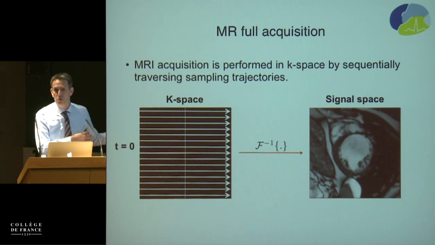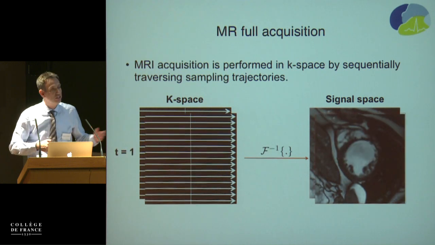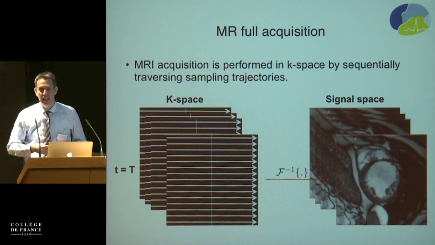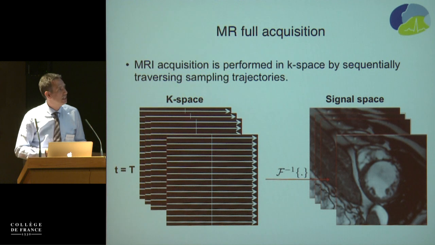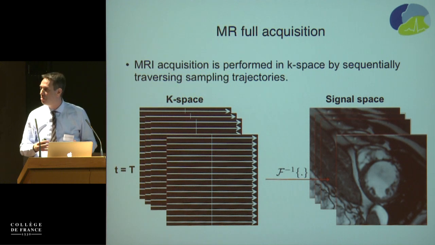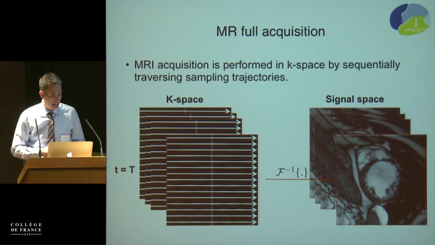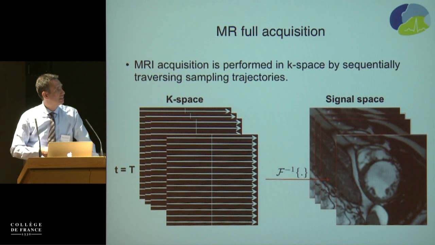Now, if we want to do this with a heart, with dynamic data, we're going to keep on doing the same process over and over again. And we're acquiring quite a lot of redundant data in this process, because the heart is, of course, only a small region which is moving, and the rest of the image is not changing that much. So how can we make that process faster?